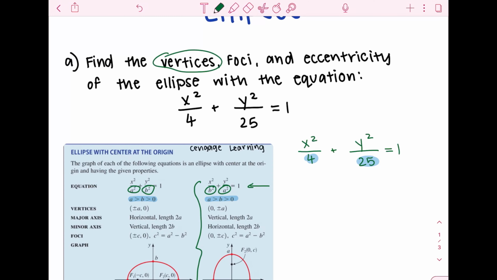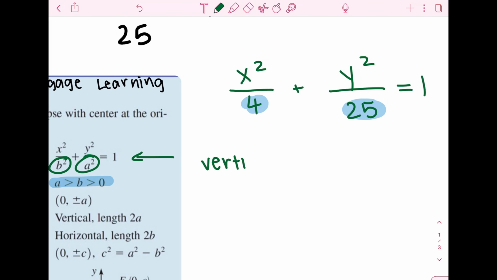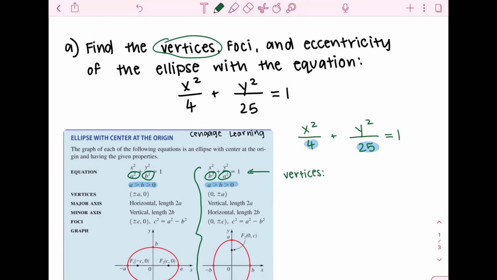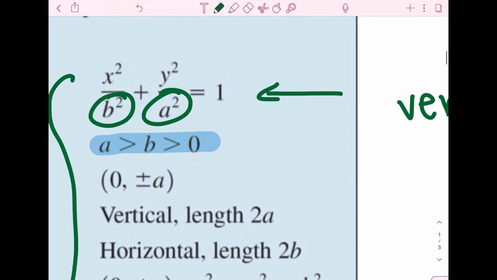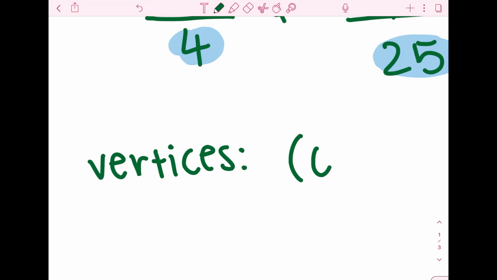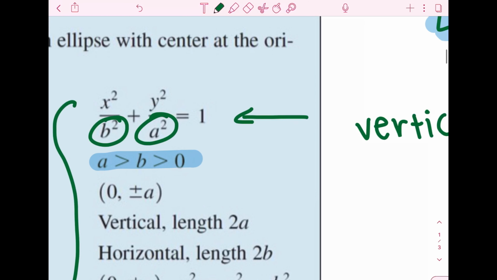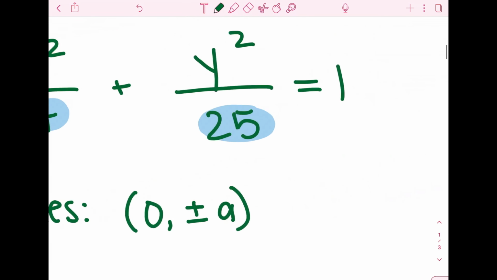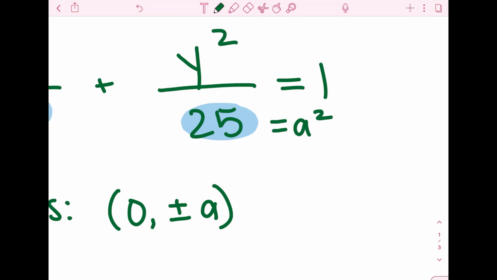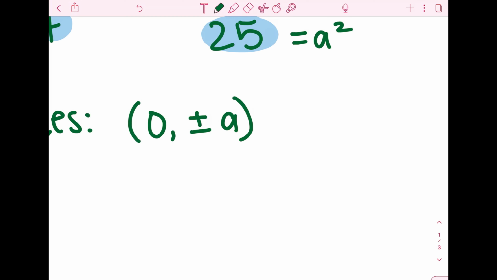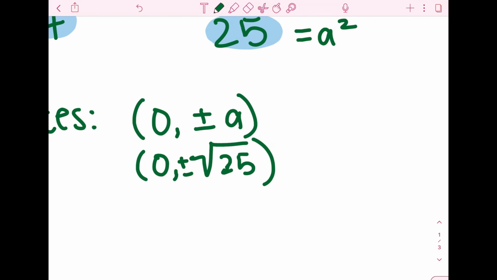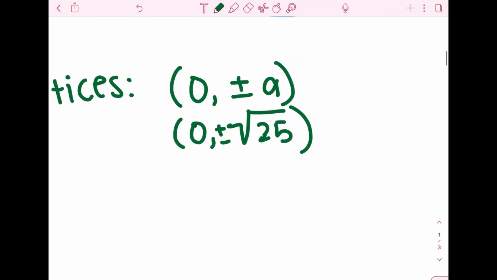The first thing that we have to find are the vertices. So I'm going to write down our vertices right here. So if we scroll here, we can see that our vertices are equivalent to 0, plus or minus a. So we don't know what a is right now, 0, plus or minus a. Okay, and if we go back to our equation, we see that a squared is under y squared. So we know that 25 is equivalent to a squared. Okay, well, we know a squared, we just don't know a. So in order to bring 25 to a, we have to square root 25. And also we have our plus or minus in front of here. So we know that our vertices are going to be 0, plus or minus root 25.